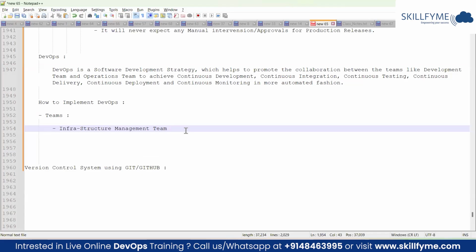Provisioning infrastructure means, let's say as a developer, if I want to develop any software, I need a development environment. I need a development machine. I need some development tools to develop it, right? So who's going to provision all this? It is done by the infra team. And this infra team is responsible for preparing the test environments. To test my application, I need some test servers. To deploy, I need some production servers.